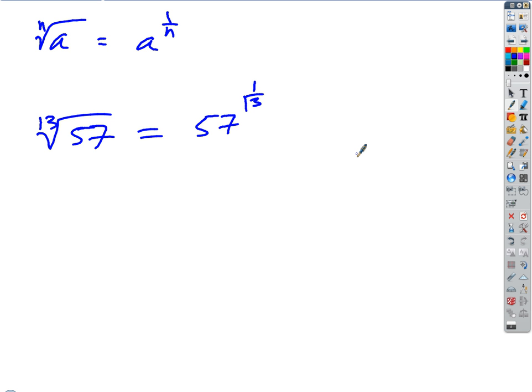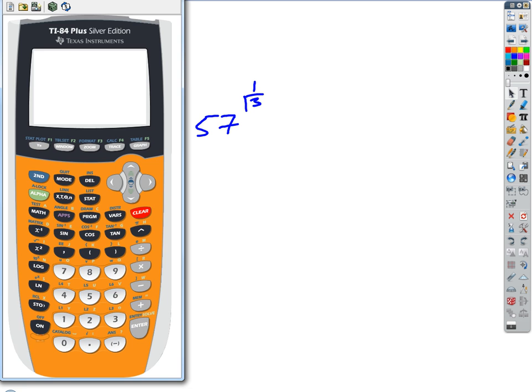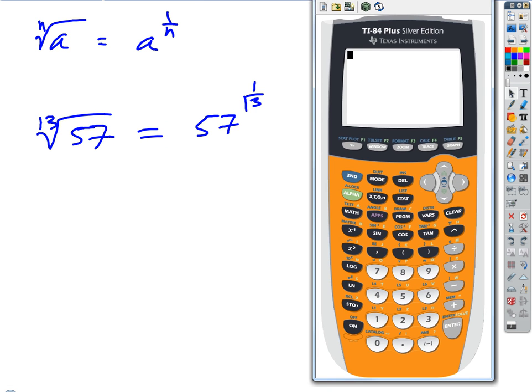Now, on your graphing calculators, there actually is a way that you can approximate a root by making the graphing calculator make it look like a 13th root. But it's too much trouble. It's really not worth it. What you have to do is this.